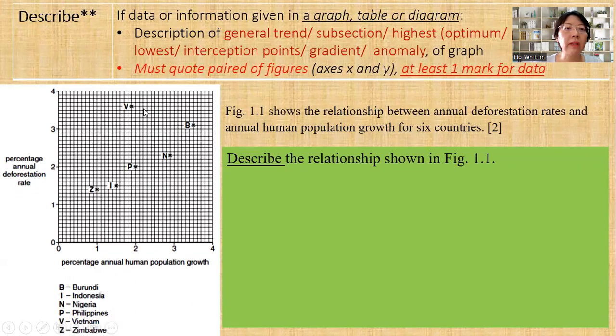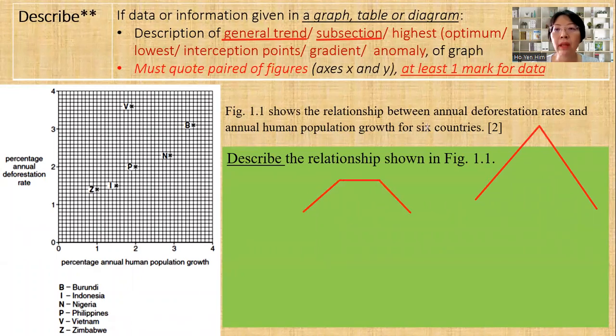Now, the next describe question is, you know, like this is a graph. So it asks you to do what? To describe. When they ask you to describe a graph or table or diagram, what is it that you need to describe? Let us recap again. We will first talk about the general trend or the general pattern of the graph. Then we divide the curve into subsections. For example, if the curve goes up and then comes down, we divide into two subsections. Or it goes up, levels off and comes down, so there are three subsections. So it's called subsections of the pattern.